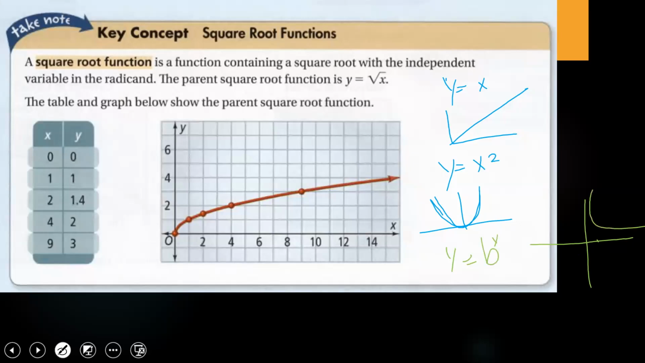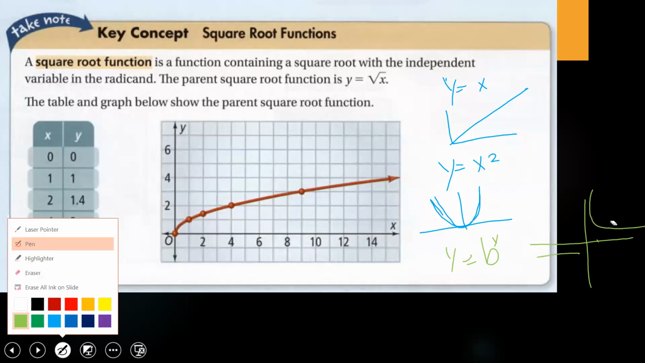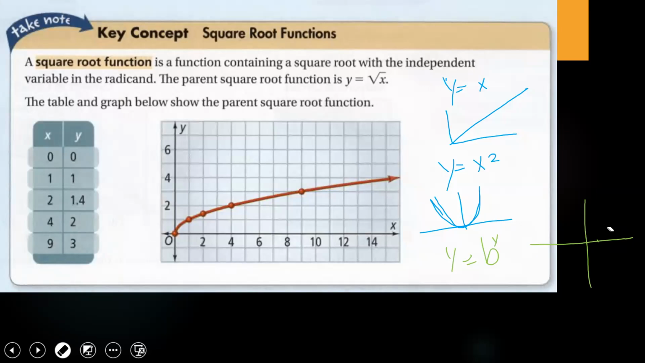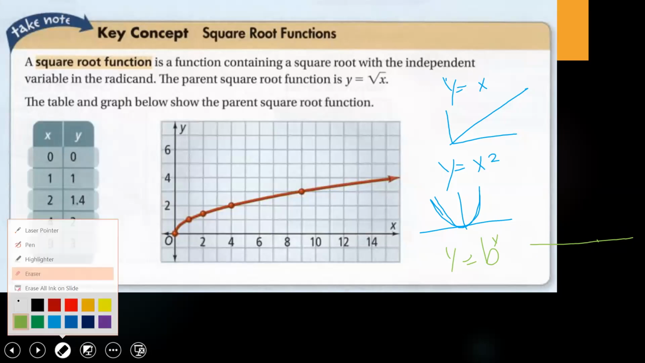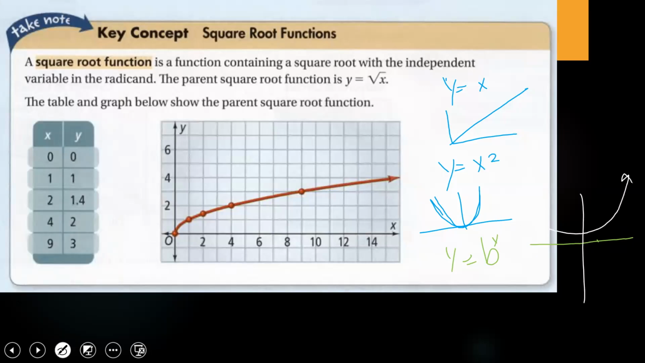So it could be like this. This will be for the exponential function. So we talked about linear, quadratic, and exponential. Today we'll talk about the square root function. Don't forget, it comes like this. This is the square root function.